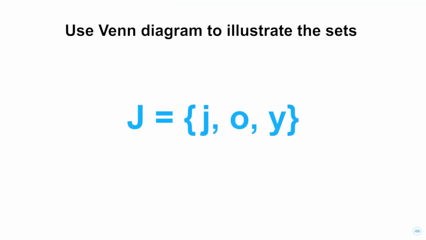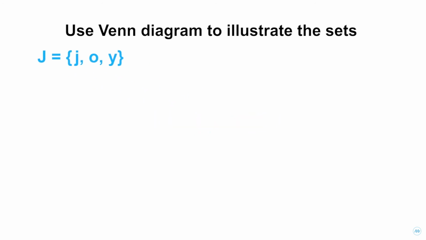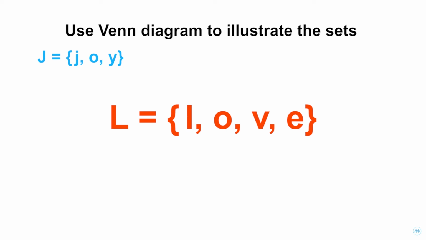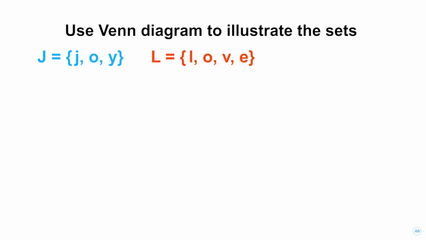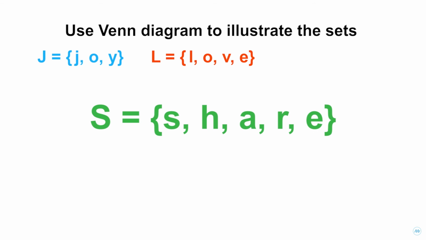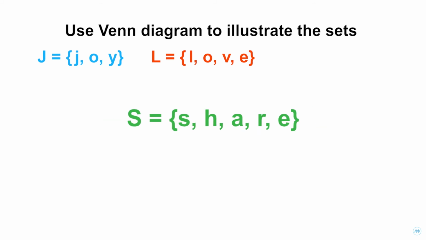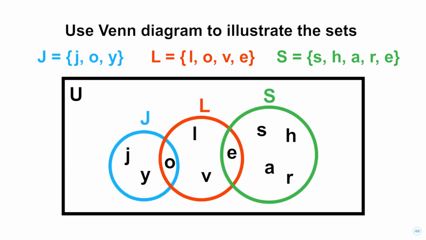Set J has elements J, O, and Y. Set L has elements L, O, V, and E. And set S has elements S, H, A, R, and E. Sets J and L has O as common element. Sets L and S has E as common element.